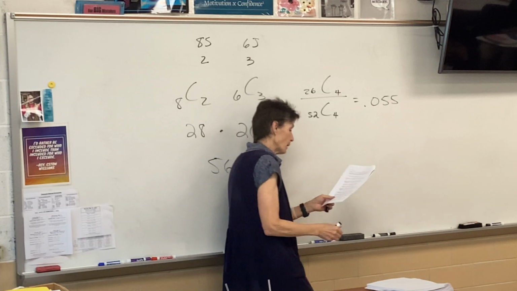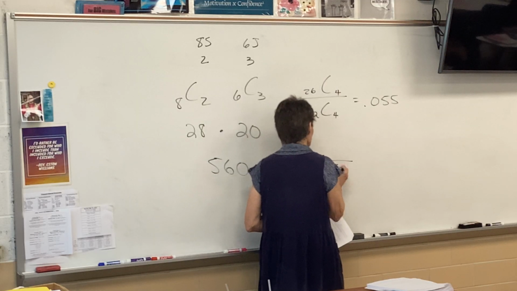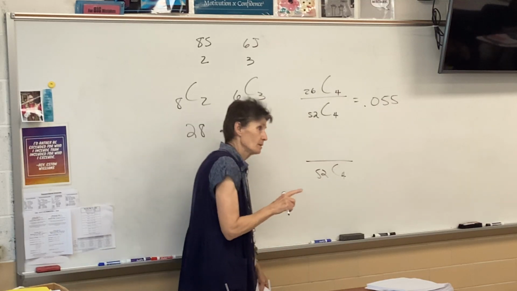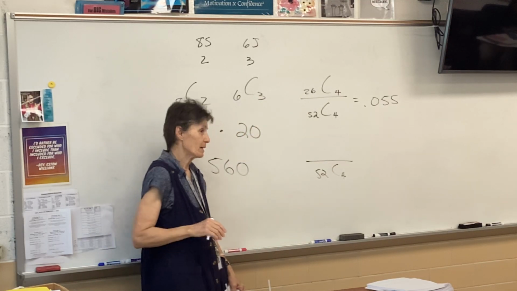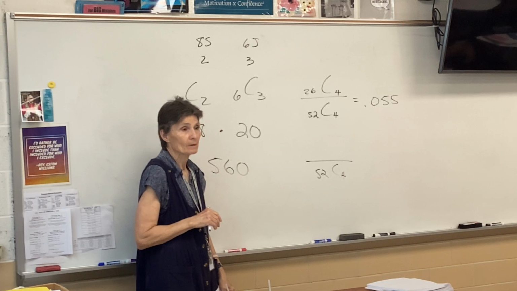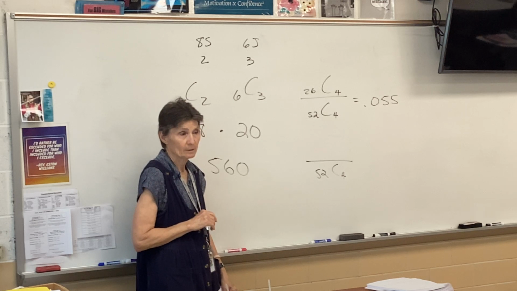Number 9. What is the probability of a 4-card hand? All right, same denominator. You know, we got a long road ahead of us. We gotta stay awake, man. 52C4 is my denominator, anytime I'm doing a 4-card hand.